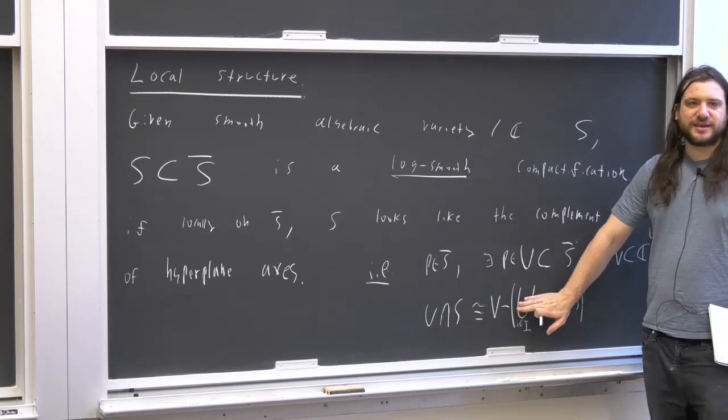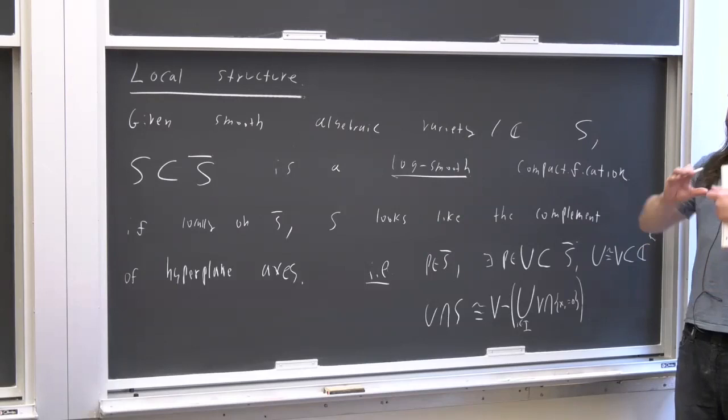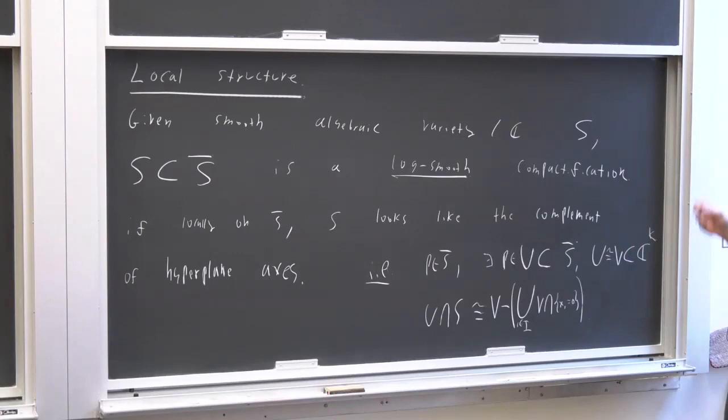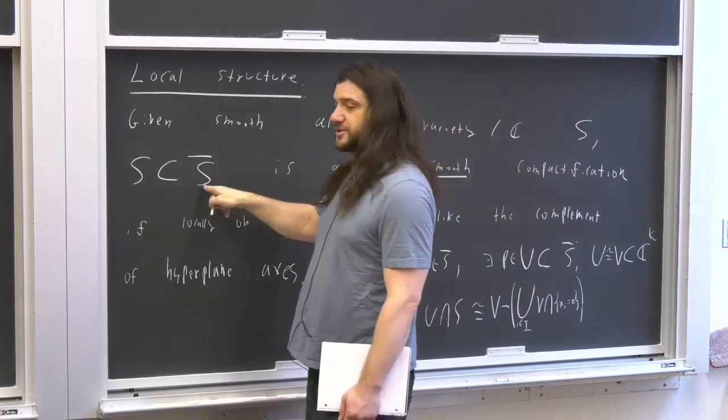And then a classic example to think of is if S is an open curve, like an open Riemann surface, and S bar is its compactification, a compact Riemann surface, then at the points you're adding, locally you look like C minus a single point. So S bar is also an algebraic variety? Yes, yes. This is a compact algebraic variety.